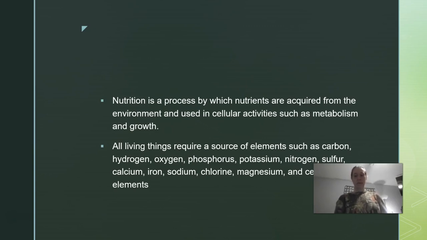Next, we're going to be talking about what is microbial nutrition. Microbial nutrition refers to the way that microorganisms obtain the chemical substances needed to sustain life. Just like humans, they need carbohydrates, proteins, and vitamins. They require essential nutrients to grow and function. These nutrients can be divided into two main categories: micronutrients and macronutrients.